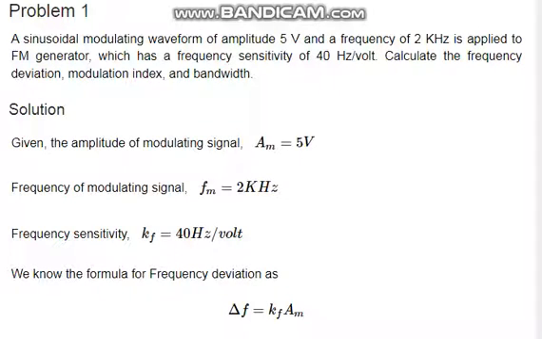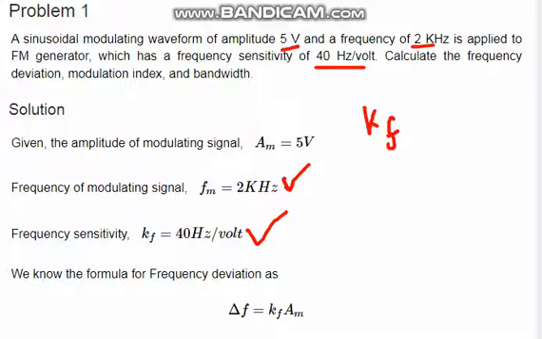In this lecture, my dear students, I will discuss two problems and give you some understanding of how you solve two problems related to frequency modulation. First of all, in problem 1, a sinusoidal modulating waveform of amplitude 5 volt and frequency 2 kilohertz is applied to the FM generator, which has a frequency sensitivity of 40 hertz per volt. That means frequency sensitivity, KF, has been given here, that is 40 hertz per volt.